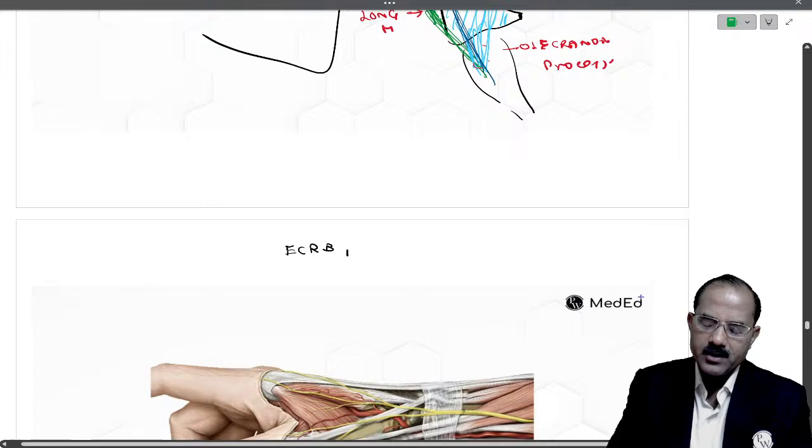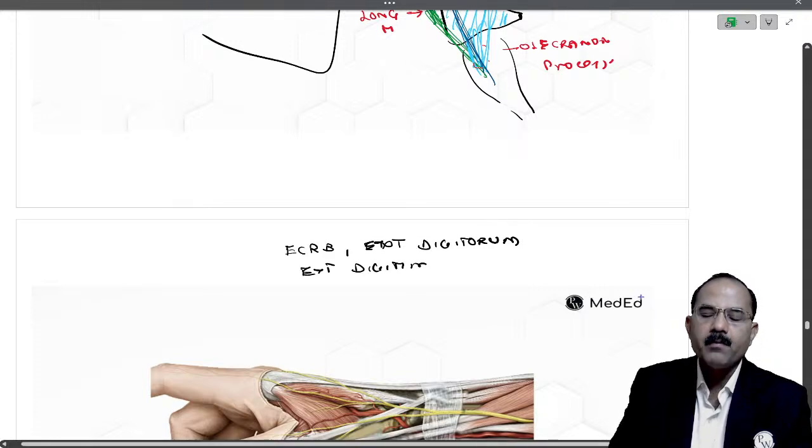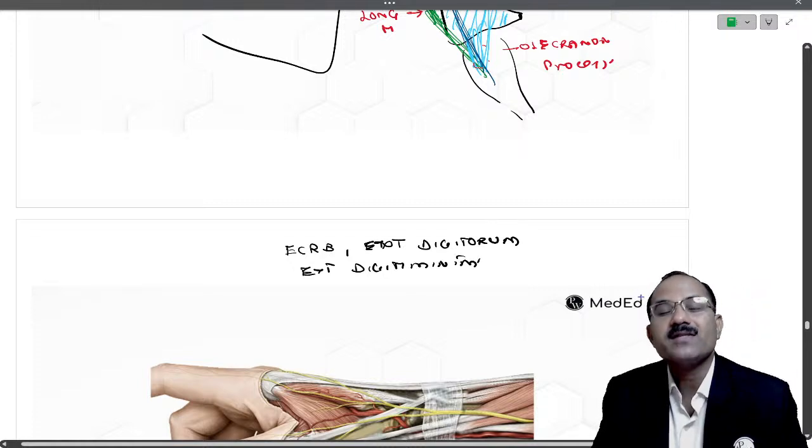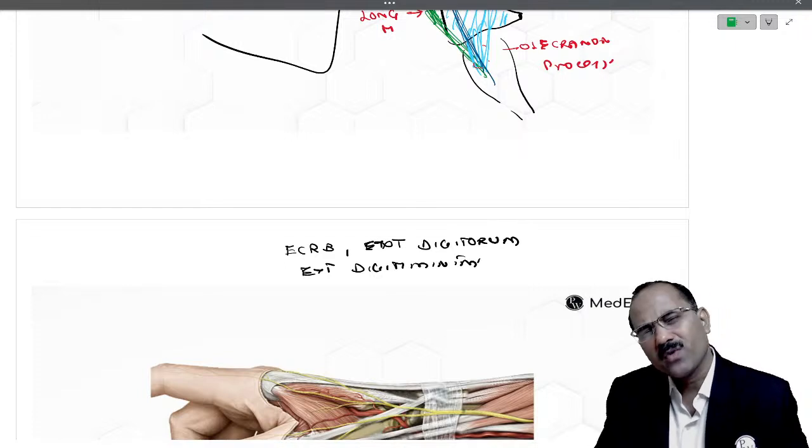Extensor carpi radialis brevis. Extensor digitorum. Extensor digiti minimi. Deep muscle. Extensor carpi, look, brachioradialis and extensor carpi radialis longus are supplied by whom, child? Radial nerve. So what is left now?